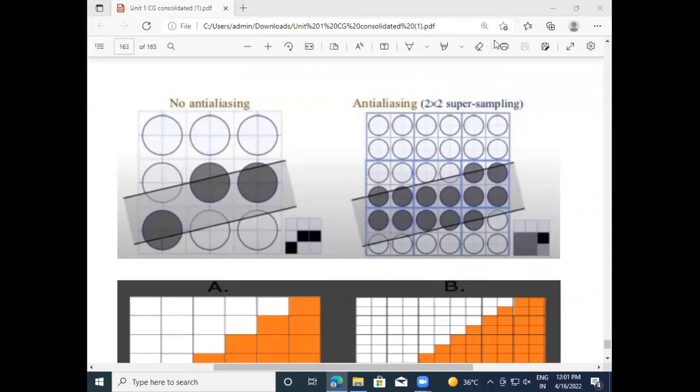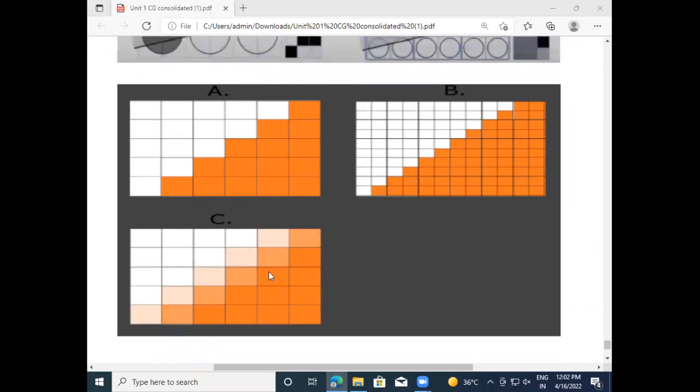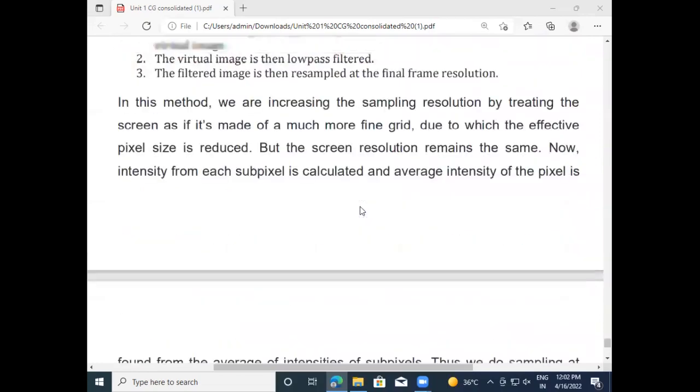Okay, so this is nothing but the effect of super sampling. Super sampling means scattering the image among all the parts. So this is the basic technique of super sampling. So what is the advancement in this, or how can we reduce the effect of aliasing by another technique, that is the post sampling.